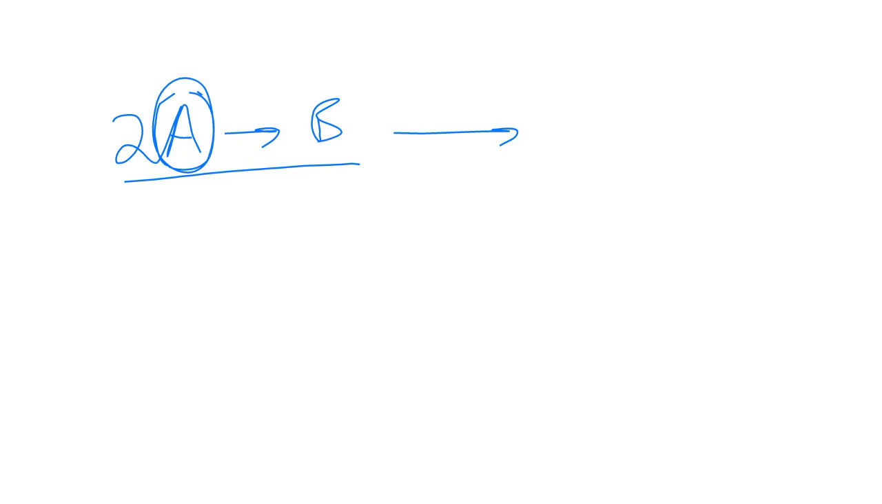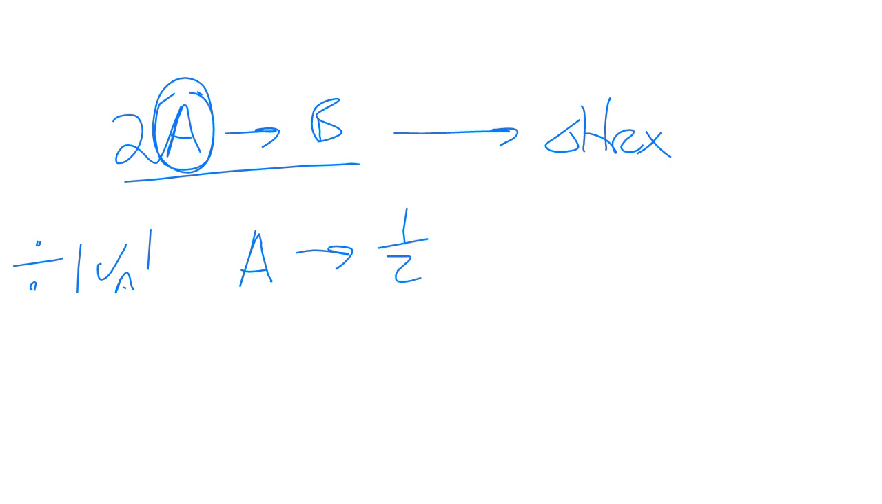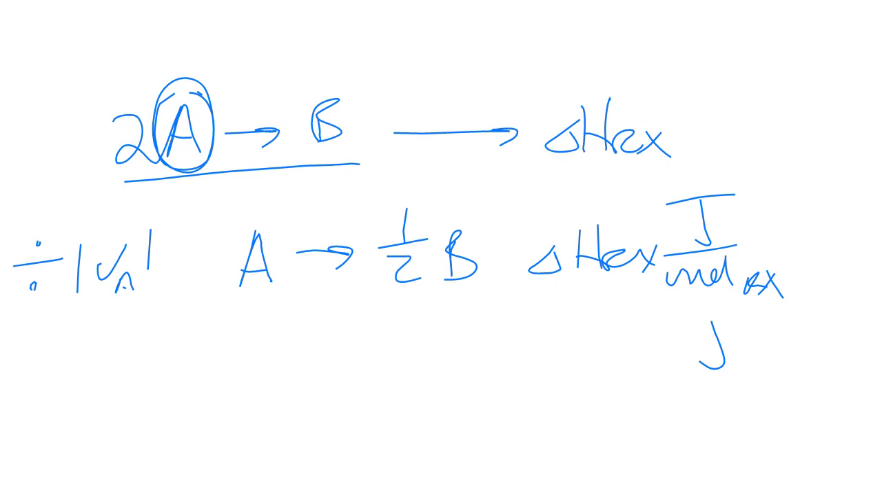So before I calculate del H reaction, I divide by mu of A. So I divide all the absolute value then. So I will have A that goes to half B. And if he calculates a del H reaction in this case, the units, whether it is in joules per mole reaction or in joules per mole A reacted, will have exactly the same value.